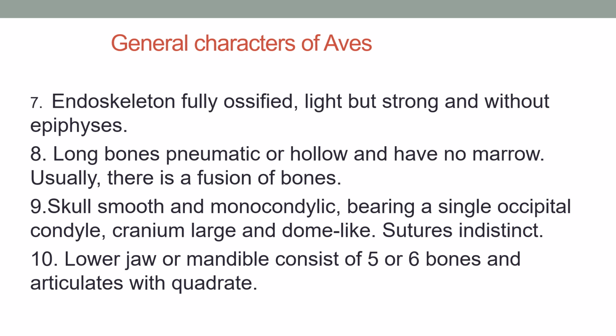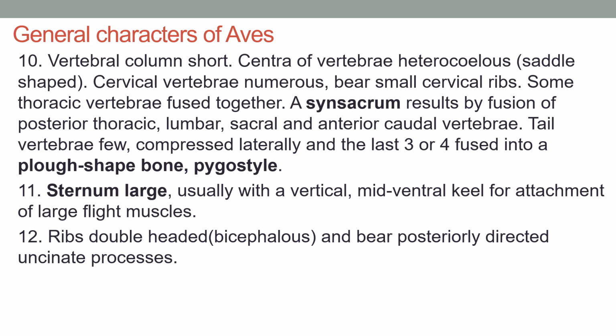The lower jaw or mandible consists of 5 or 6 bones and articulates with the quadrate. The vertebral column is short. The centra of the vertebrae are heterocoelous. The cervical vertebrae are numerous, bearing small cervical ribs. A synsacrum results by the fusion of the posterior thoracic, lumbar, sacral, and anterior caudal vertebrae.